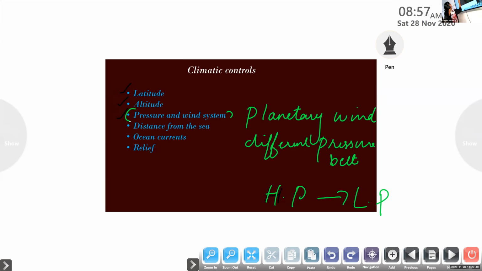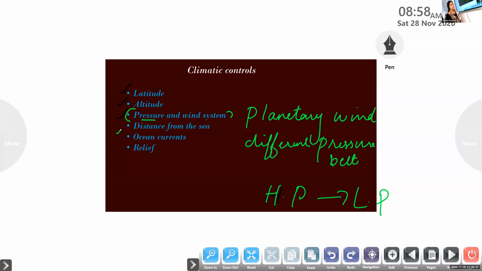I think you know the meaning of atmospheric pressure and wind. What is atmospheric pressure? The pressure exerted by the atmosphere on the surface of the earth is called atmospheric pressure. The next factor which affects the climate of a place is distance from the sea.